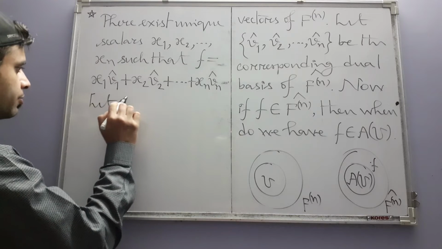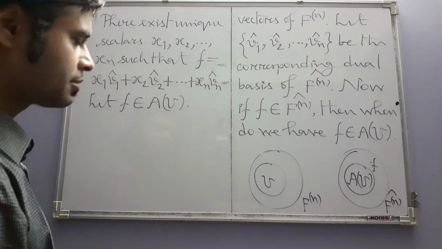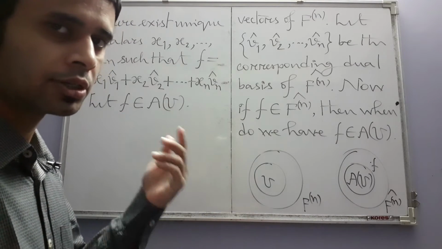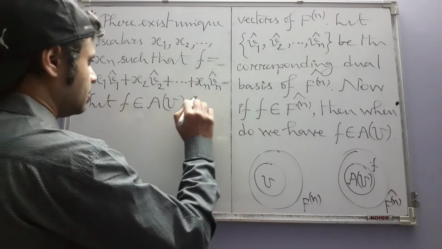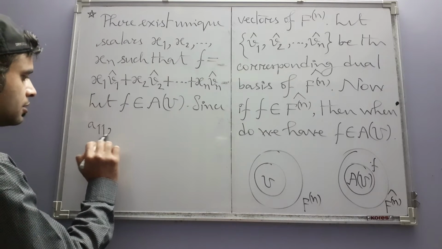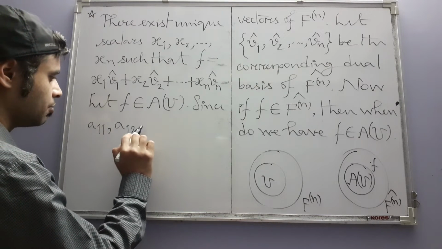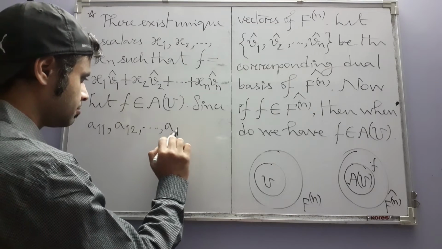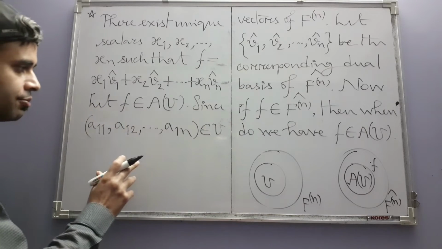Now let f belong to the annihilator of U. Then what does it mean? It simply means that if we take a vector from U and apply f on that vector, we are going to get the zero scalar. That's what the definition of the annihilator of U is. Now this vector, which is one of those vectors that span U, is also in U. So on this vector if I apply f, then also I am going to get 0.